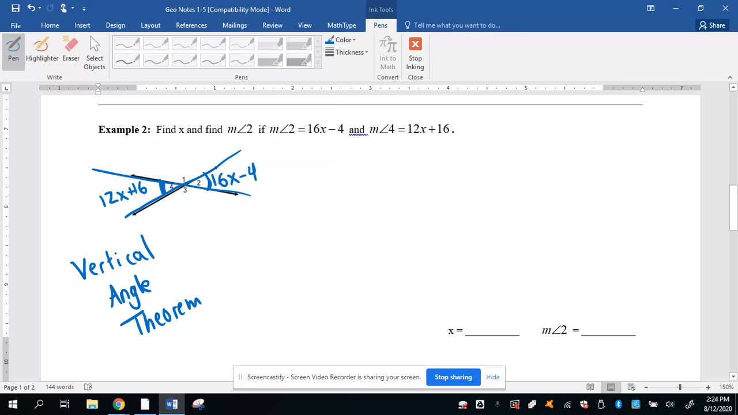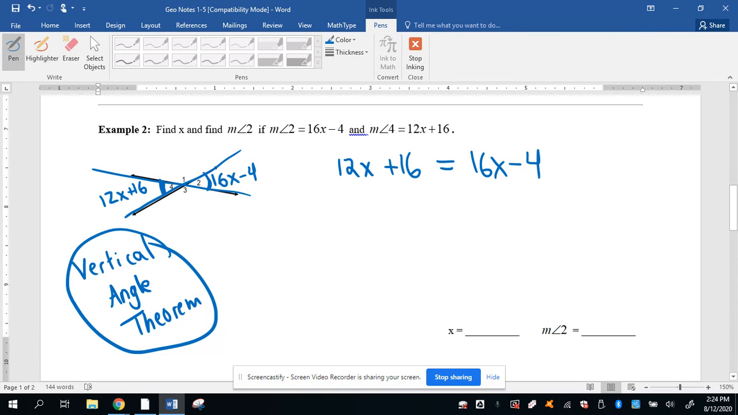Right now, just trying to get to know some of these words. Vertical angle theorem. So we have 12x plus 16 equals 16x minus 4. At this point, in chapter 1, you do not have to write out vertical angle theorem. I would encourage you to do that. It will be required in chapter 2 on. What is required in a problem like this is if you have vertical angles, you have to mark that they are congruent. So use tick marks, whether you use a single tick mark or a double tick mark. Whatever marks you use on one, you have to use the same marks for the other.